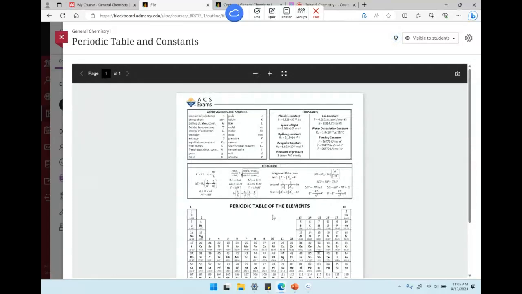So I'll give you a hard copy of this. You don't need to print it or anything. You're welcome to print it just to keep for yourself. There is a lot on here. This is also what you're using in Gen Chem 2. So we won't talk about many of these equations this semester, but you will use them in Gen Chem 2.